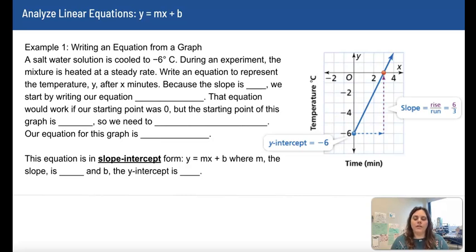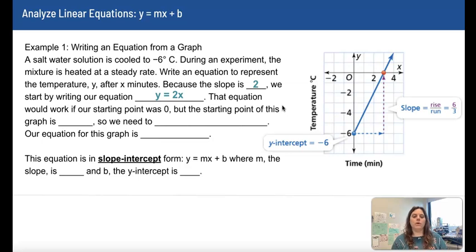On our graph, as we move over in minutes, we've gone over 1, 2, 3 minutes, we've gone up 6 degrees. So we have our rise of 6 and a run of 3. Now, because the slope is 2, 6 divided by 3 is 2, we're going to start writing our equation, y equals 2x, just like before.